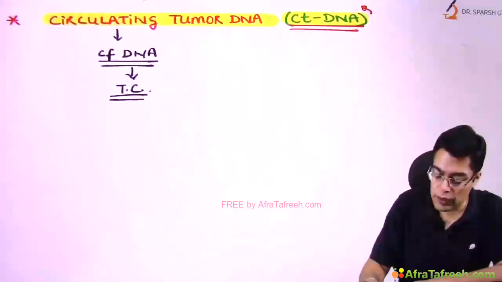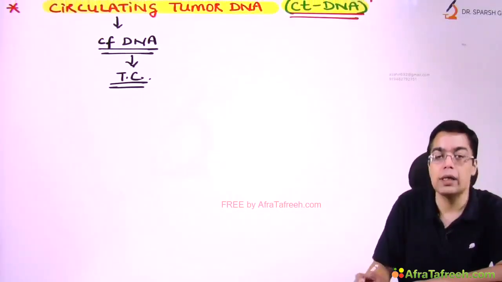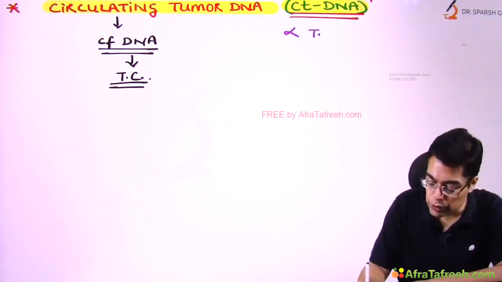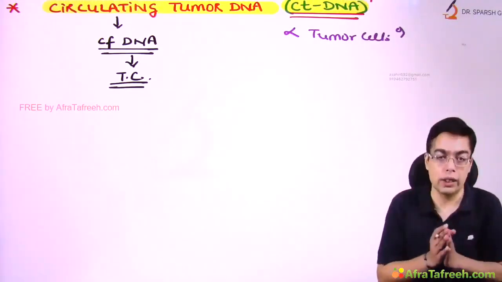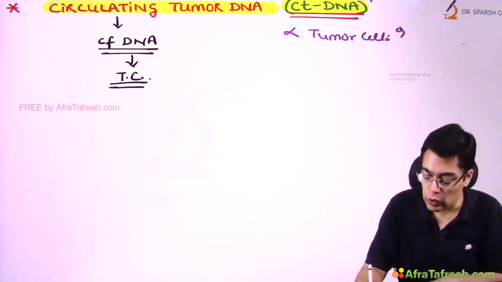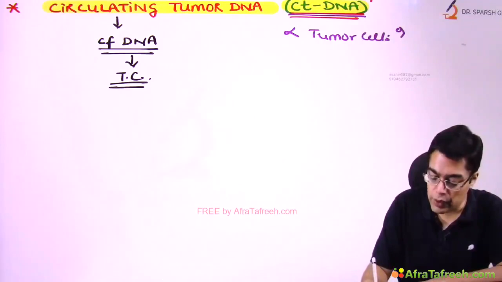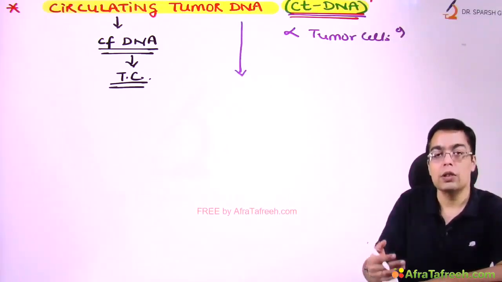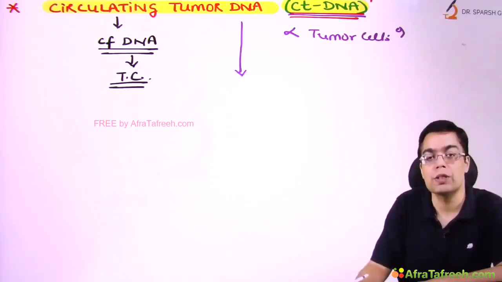It's important for us to understand the simple concept that the amount of circulating tumor DNA is directly proportional to the number of tumor cells present in a patient. So whenever there is a higher tumor load in an individual, there is more secretion of circulating tumor DNA. And when we get the circulating tumor DNA, this can be analyzed to look for the presence of specific mutations.